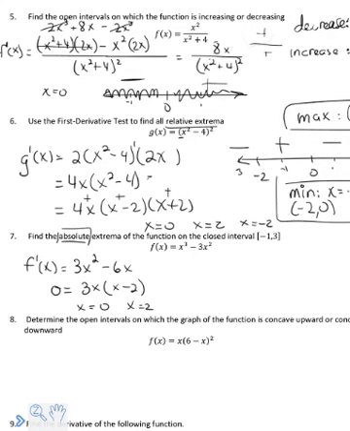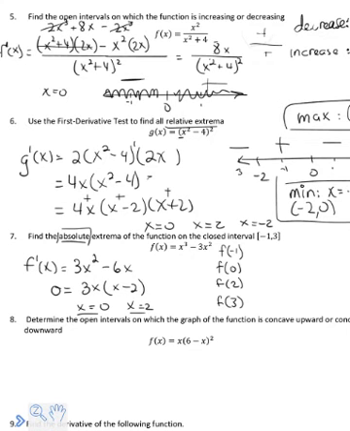You go back to the original function f and test the value of f at your critical numbers and at each endpoint of your closed interval. So we need to find f of -1, f of 0, f of 2, and f of 3. Whichever one of these four values is the smallest is going to be our absolute minimum. Whichever one is the largest is our absolute maximum.